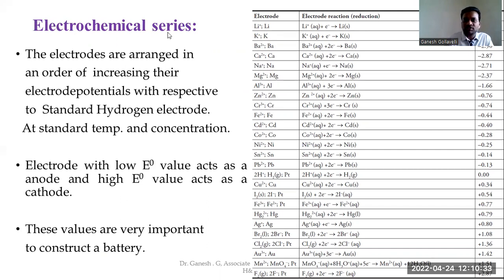See here, we have different electrodes: lithium, potassium, barium, calcium, sodium, magnesium, aluminum, zinc. And here these electrode potentials are -3, -2.9, and so on. You will get these electrode potential values based on reduction. If the lithium ion gains an electron and reduces into lithium, then its electrode potential is -3.05 volts.